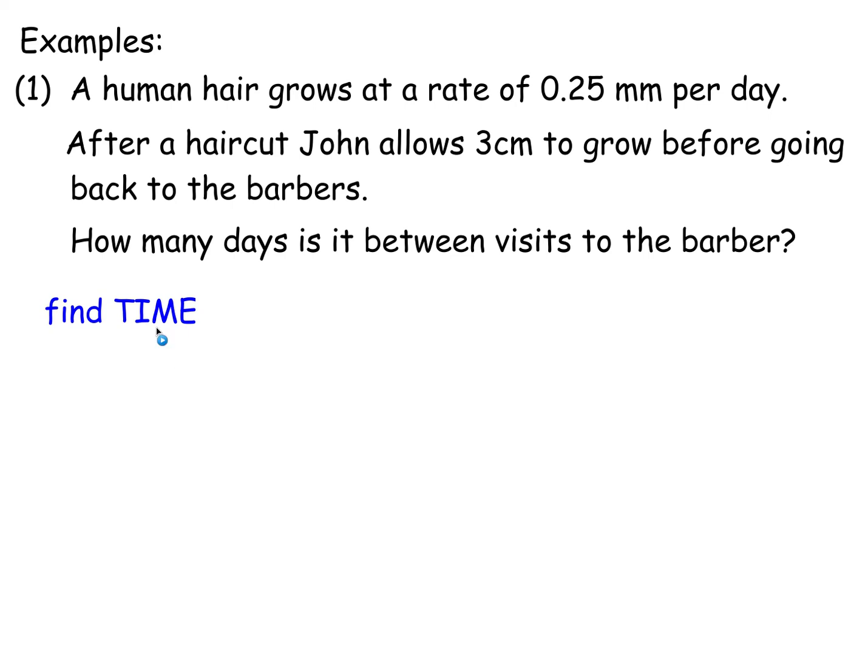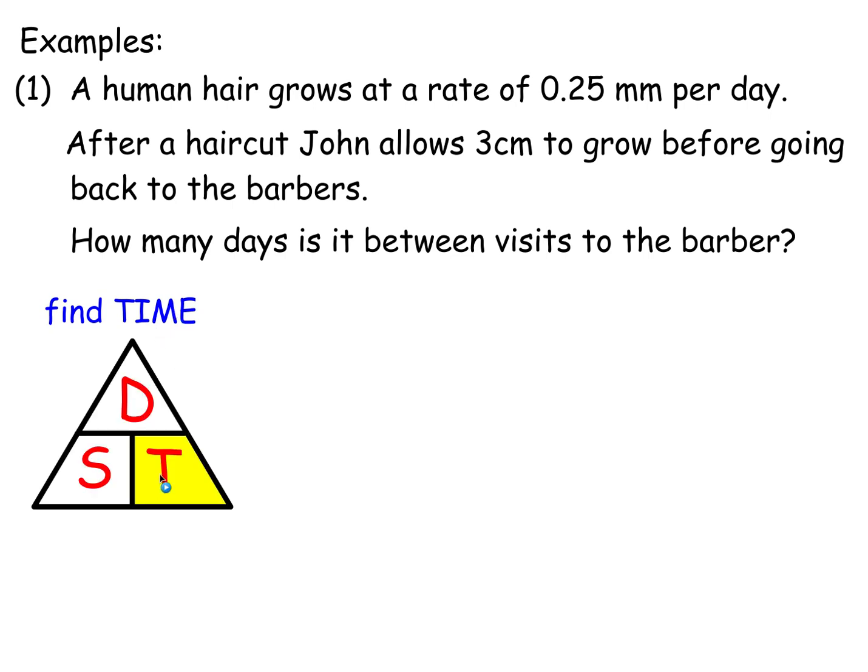So to find the time, formula T equals D over S from this triangle. Distance is 30 millimetres, and that's the speed, 0.25 millimetres per day. Simply put the figures in. Comes out exactly 120. So it's 120 days, because that's millimetres per day.